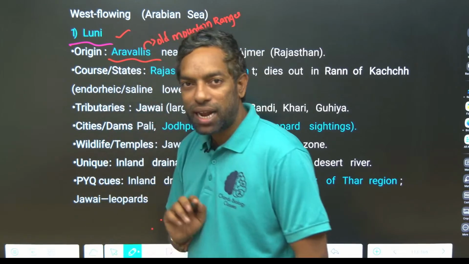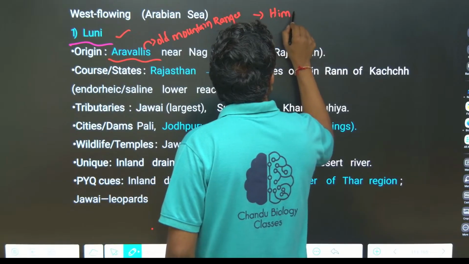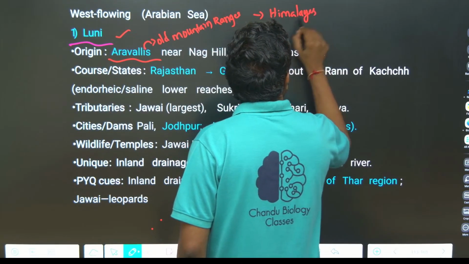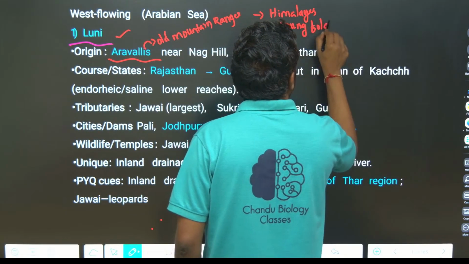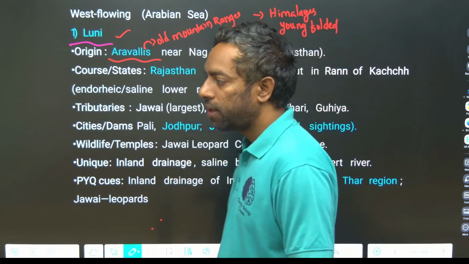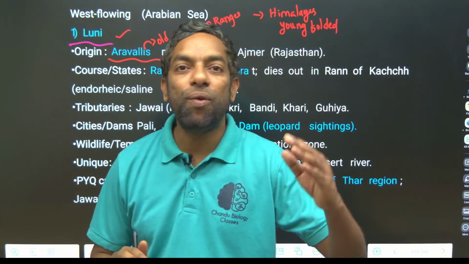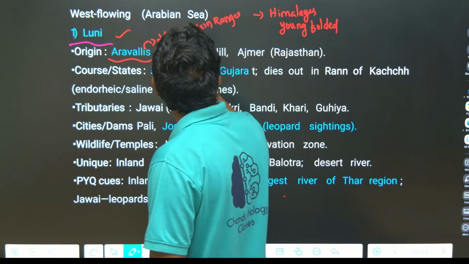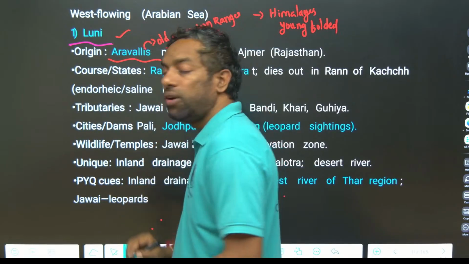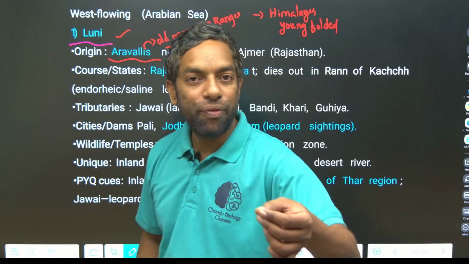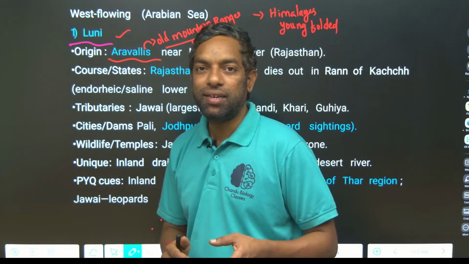Okay, Himalayas are young folded ranges. Guys, just listen carefully. What is meant by young folded and old block mountain ranges? Young means the age is very less.